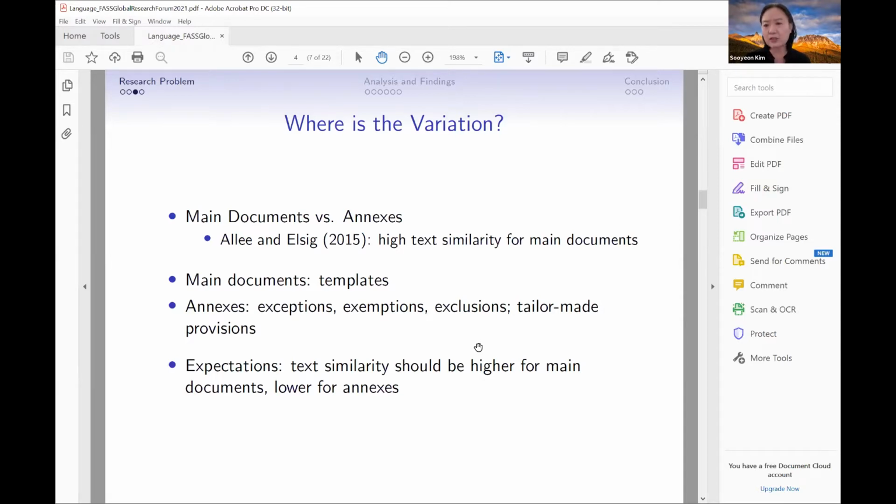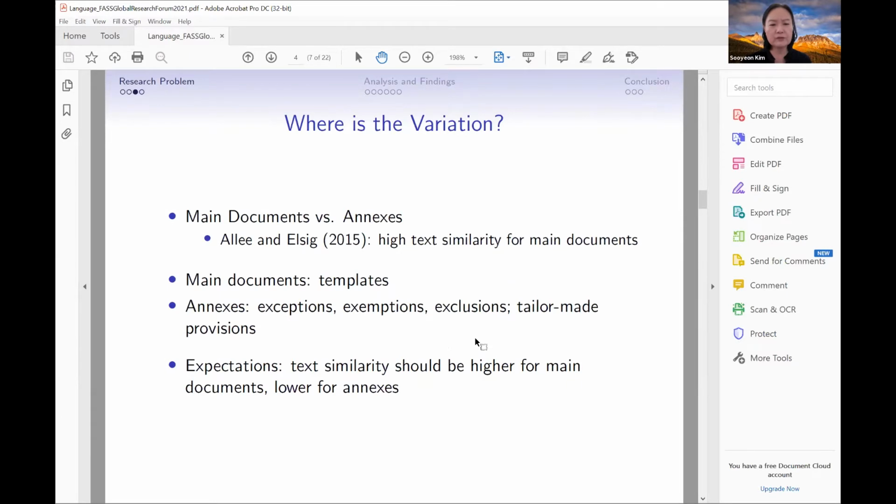So the expectation, if I separate out the main documents from the annexes, is that text similarity should be much higher for main documents, as shown in existing scholarship, but much lower for annexes because they refer to arrangements made for individual trade agreement partners.